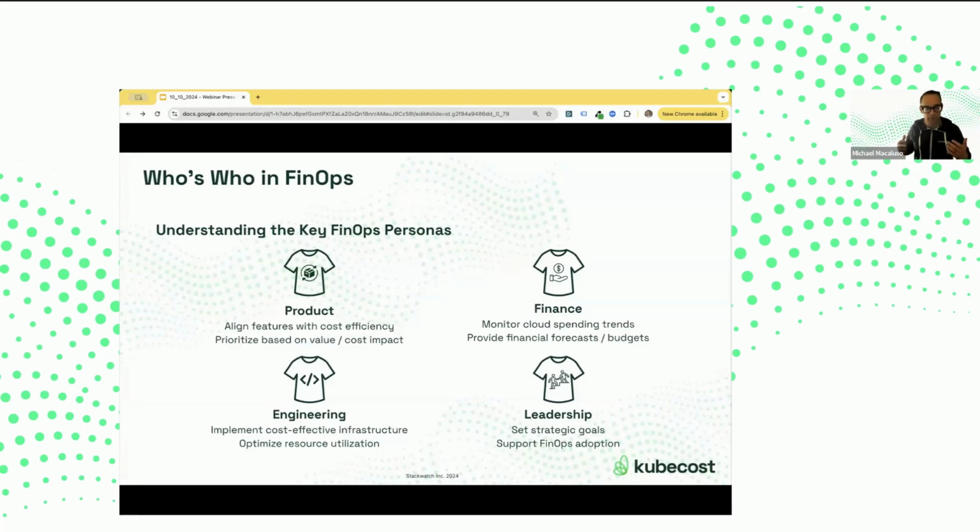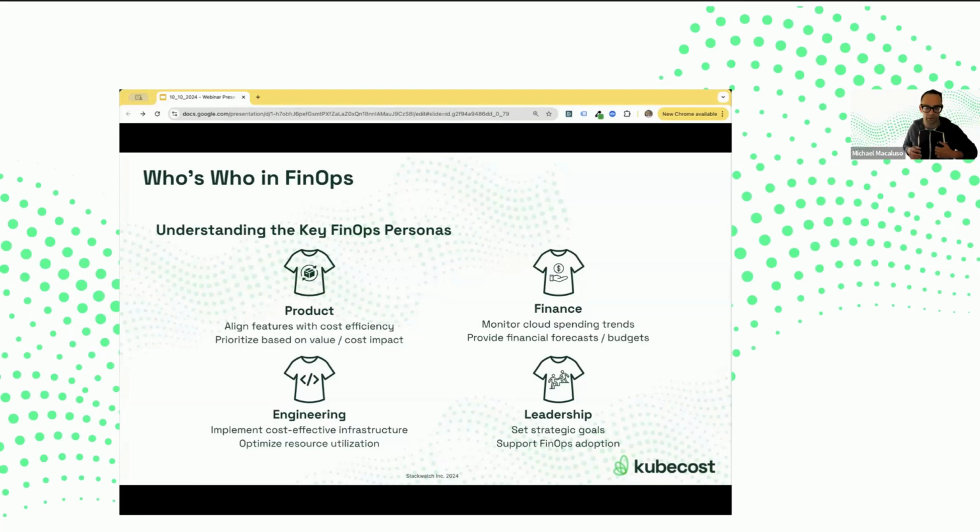Number 1 is product. As they're developing new segments, new products, you need to understand how cloud costs impact the profitability of each product. Now, the main focus is always going to be delivering customer value, but we want to make sure these things are sustainable. If we can balance that performance and customer experience with efficiency, we're going to have a really productive development cycle.